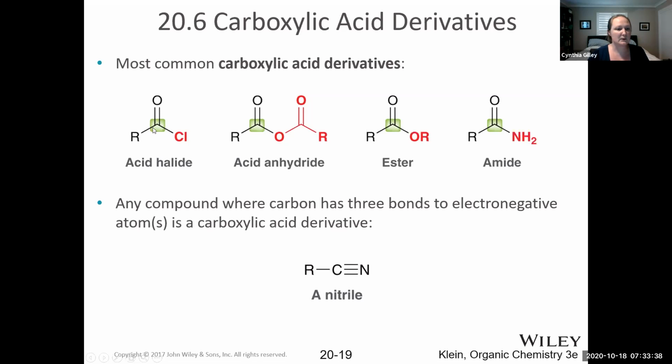You can see that these also look the most like a carboxylic acid because they still have a carbonyl like a carboxylic acid. Notice that the heteroatom here is chlorine, oxygen, again oxygen, or nitrogen. Because these are all more electronegative than carbon, the electrons are assigned to these heteroatoms and there's no oxidation state change if you were to convert a carboxylic acid to any of these functional groups. In addition, nitriles are also considered a carboxylic acid derivative because the carbon is bonded 3 times to an atom that's more electronegative than it, and it has the same oxidation state.